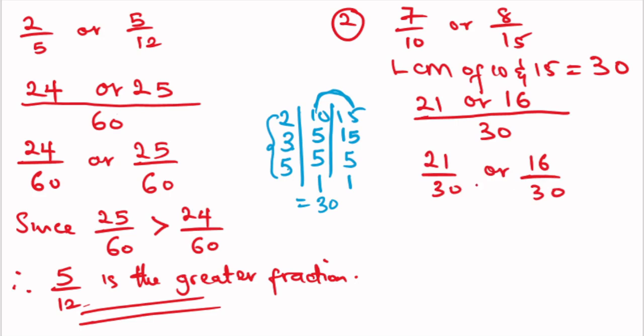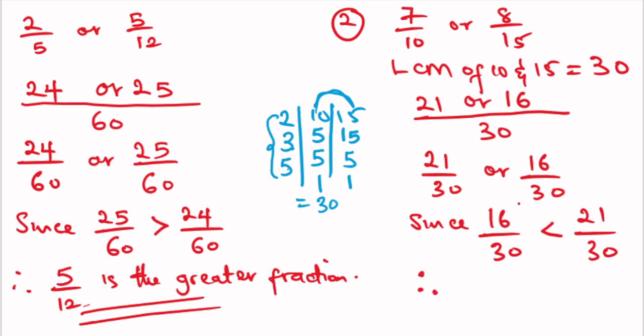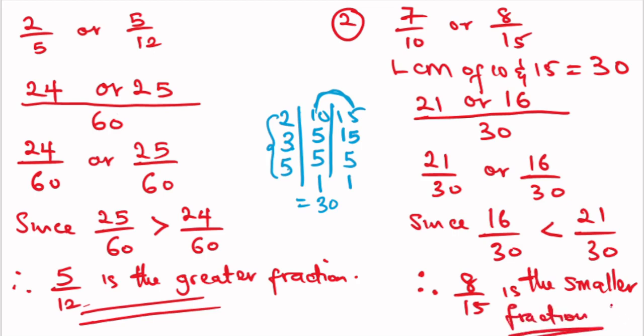Now if you look at these two numbers, looking at their numerators, 16 is smaller than 21. So since 16 over 30 is less than 21 over 30, therefore 16 over 30 belongs to which fraction? 16 over 30 belongs to 8 over 15. So 8 over 15 is the smaller fraction. After we've gotten this, we'll move to question number 3.